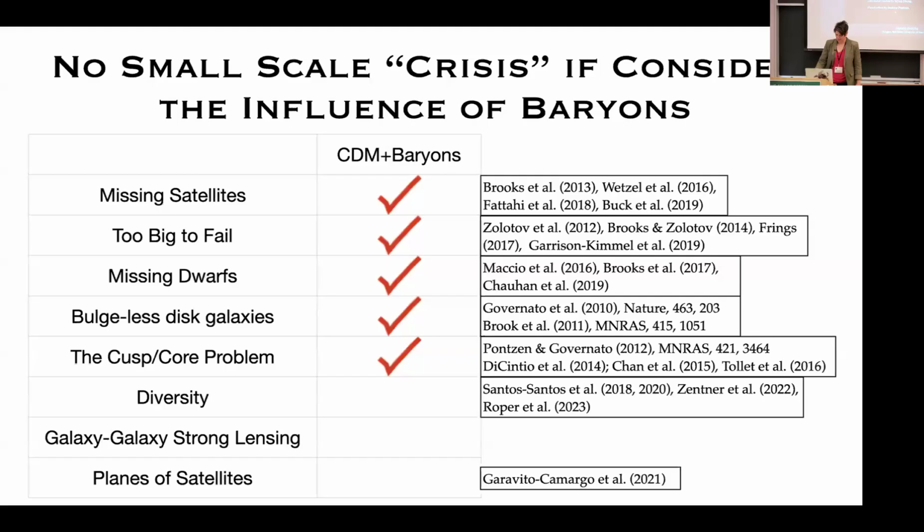All right, so here is a summary slide of all the problems that people have said occur in cold dark matter, particularly at small scales. And as I think many people are aware at this point, a lot of these have been shown to be resolved if you include baryonic physics. And sometimes people still don't like this idea of invoking baryonic physics.